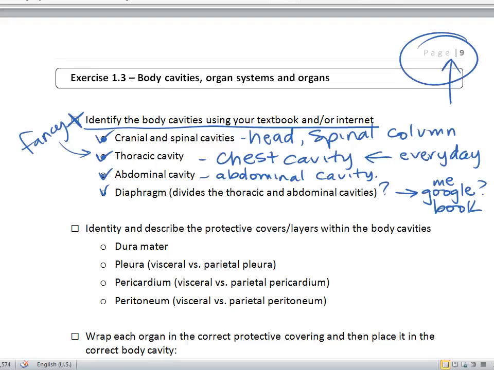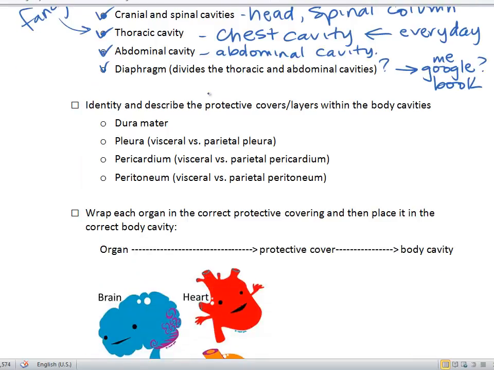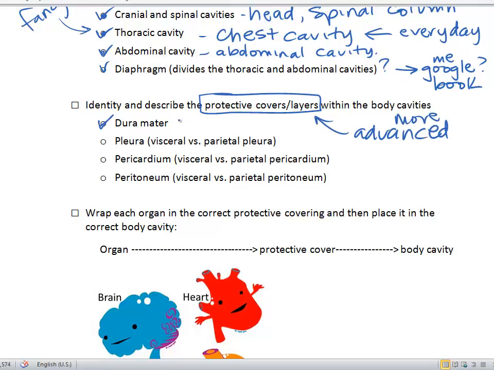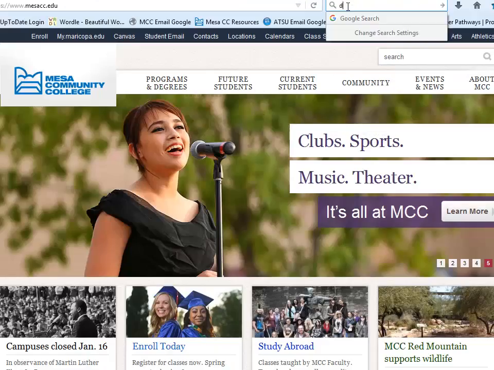Diaphragm, but it's spelled diaphragm. So make sure you remember that. All right, what about those protective covers, those wrappings? This is a little more advanced because you probably haven't heard of these before. Well, we've got this one thing called the Dura.